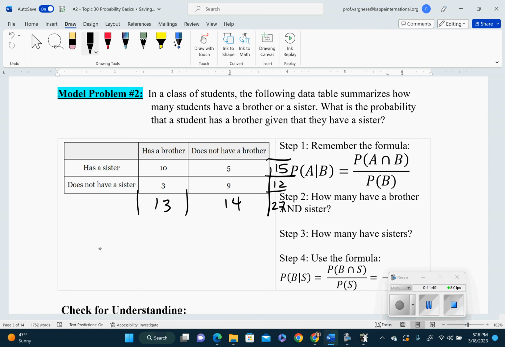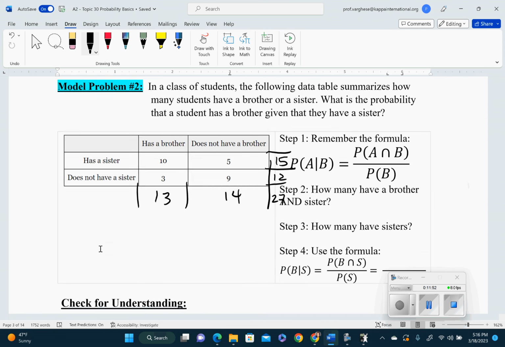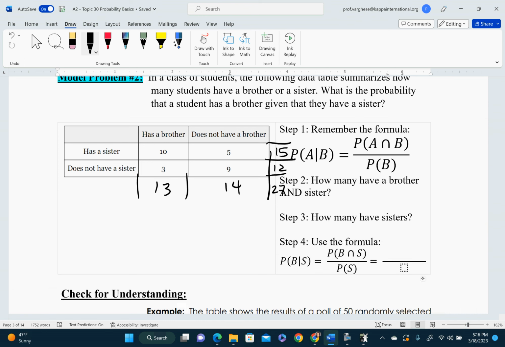So the probability that a student has a brother given that they have a sister is the question. So remember for our given formula, we have to find out what are the two things and how many of them have both. How many have a brother and a sister? So has a sister, has a brother, 10. So 10 of them have a brother and a sister.